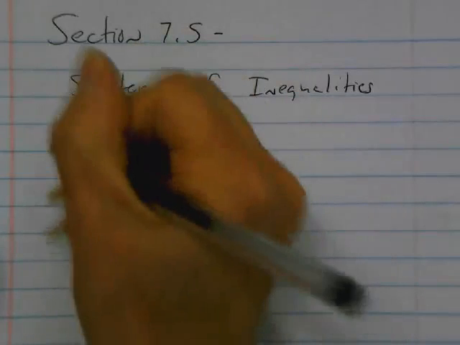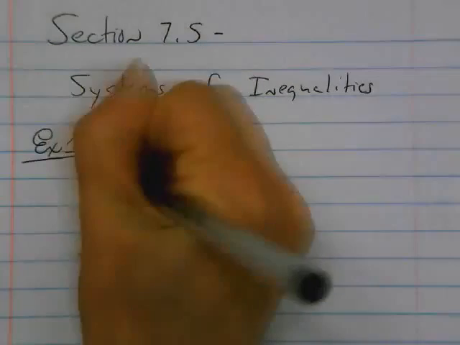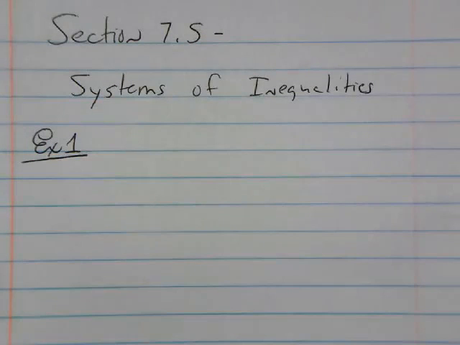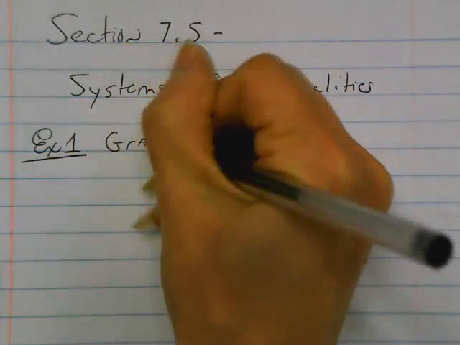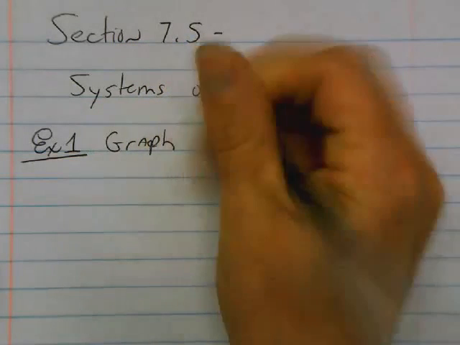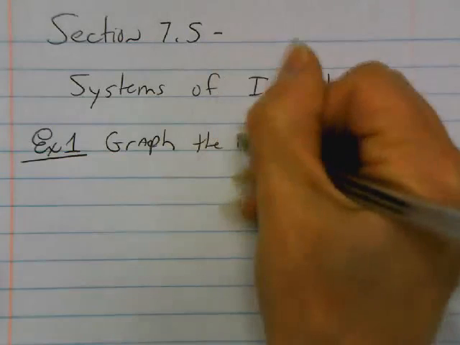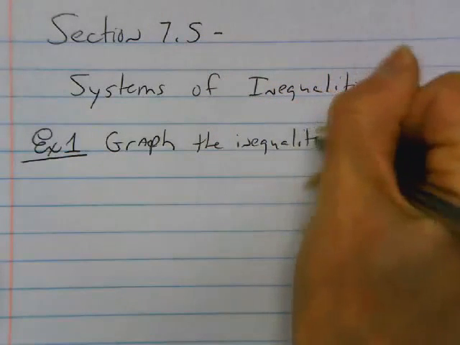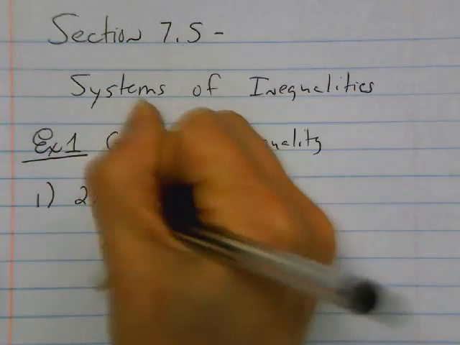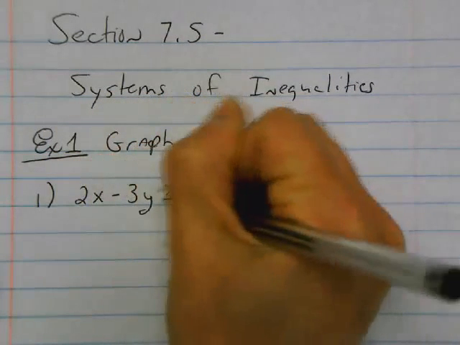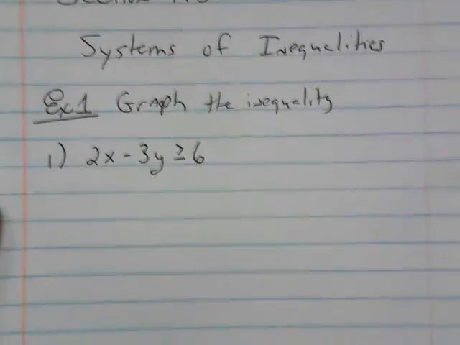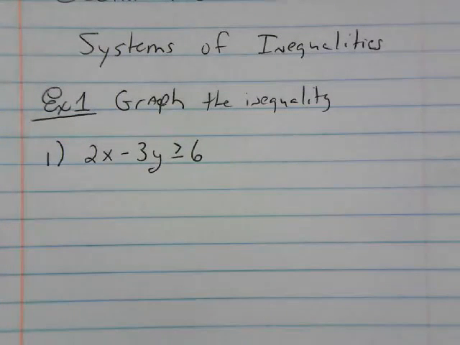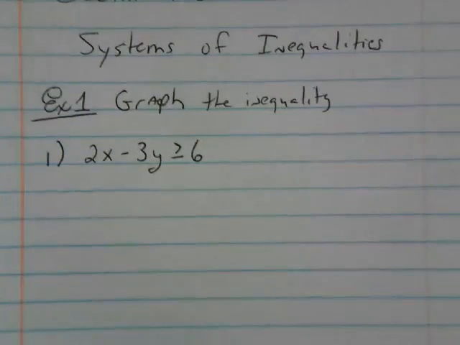But let's first jump right into an example and review how to graph just a basic linear inequality. Graph the inequality 2x minus 3y is greater than or equal to 6. If you want to graph a linear inequality or a linear equation of any type, the first thing you have to do is get y by itself.